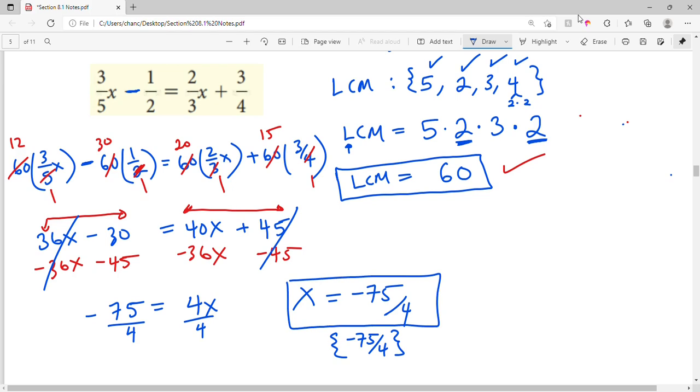So practice this one again on your own. The secret is to find that LCM and multiply it to every single term.